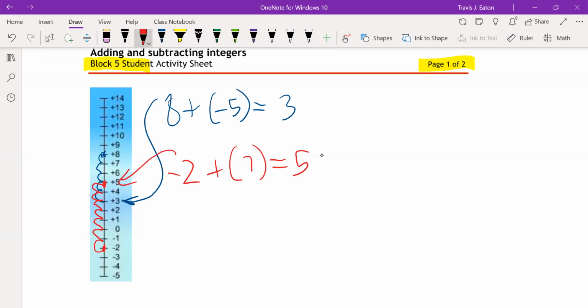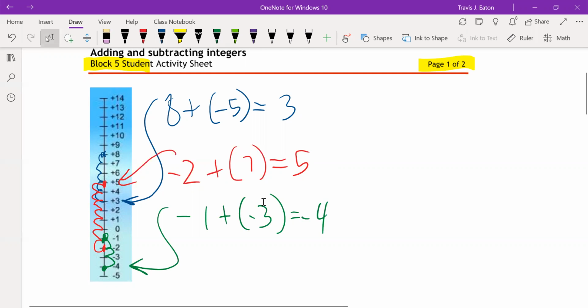All right, let's see. How about negative 1 plus negative 3? There we go. Okay, so I'm starting at negative 1. And I'm going to add negative 3. That means I have to move down. 1, 2, 3. And you can see that puts me at negative 4. Well, that's good. See, it all makes sense. Adding on the vertical number line.